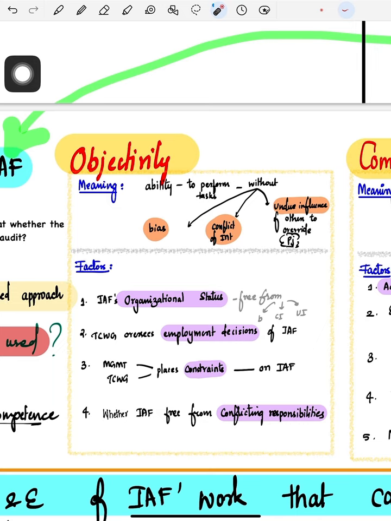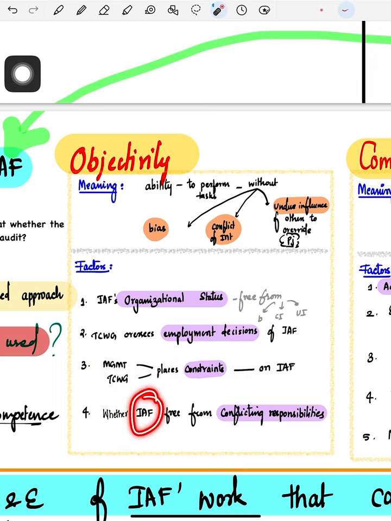Next, the second one is TCWG oversees employment decisions of internal audit function. So in the internal audit function you need to hire someone who is competent, who is able to carry on the work, who is having this professionalism. But if the TCWG is employing some person who is not competent, then in that case the department is not objective. So you need to check whether the TCWG oversees the employment decisions or is only monitoring everything. So if management and TCWG place constraints on the internal audit function, then it is not objective.